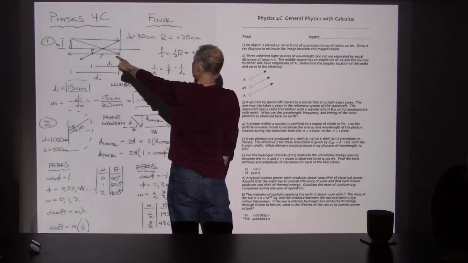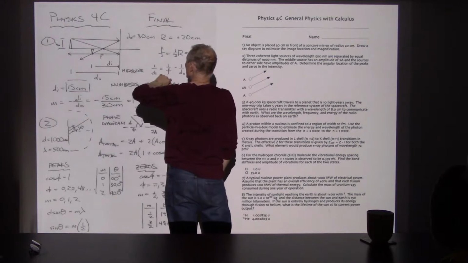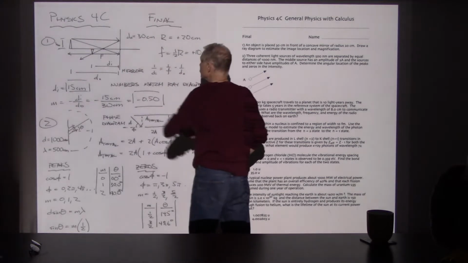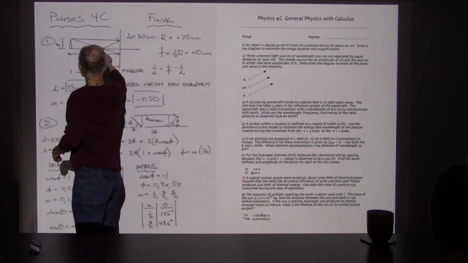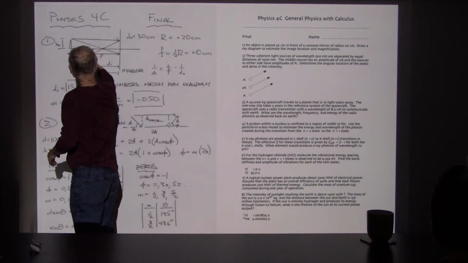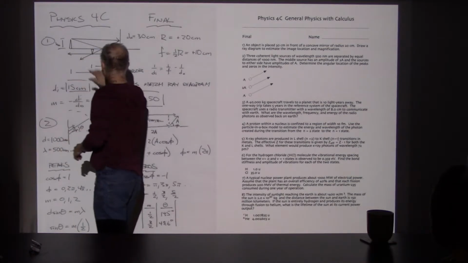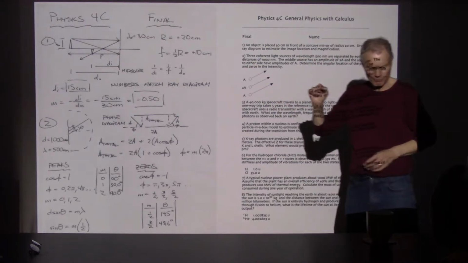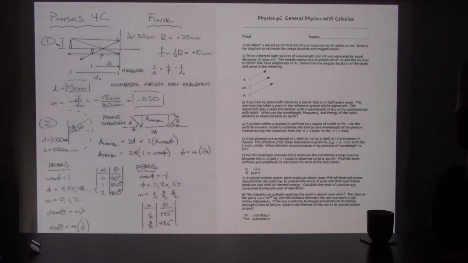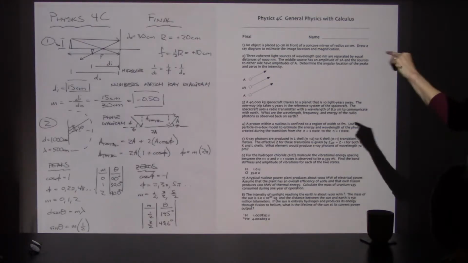And then, what was D? Oh, DO is 30. So I have a ruler. I did this very carefully. You guys need to be able to do the same. So 10 centimeters, 20 centimeters, 30. I carefully measured those out. And that parallel line comes back through the focal point. And then there's a line through the focal point on the way in, and then back out parallel.